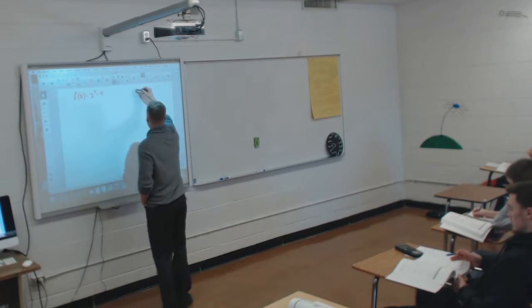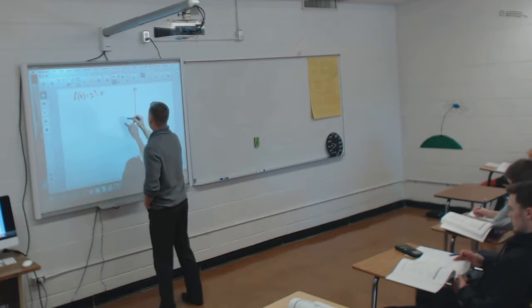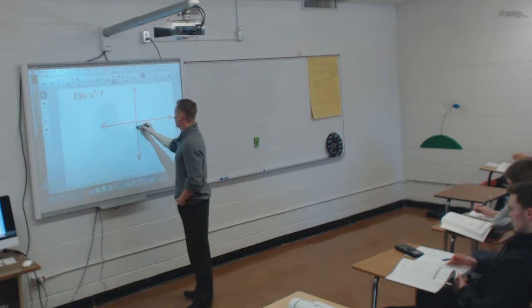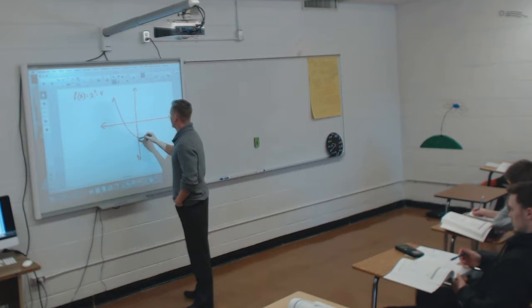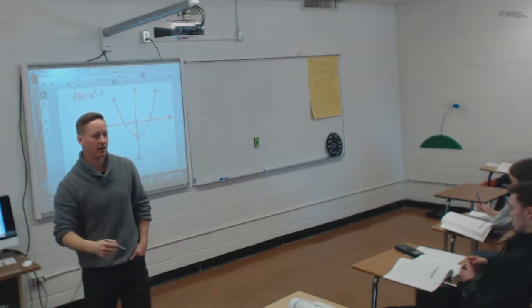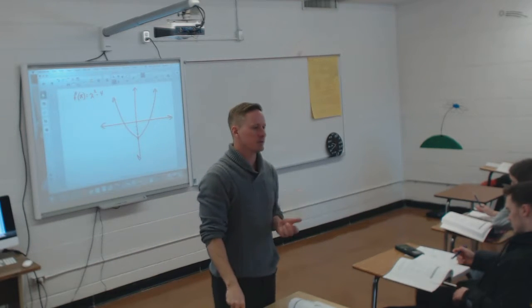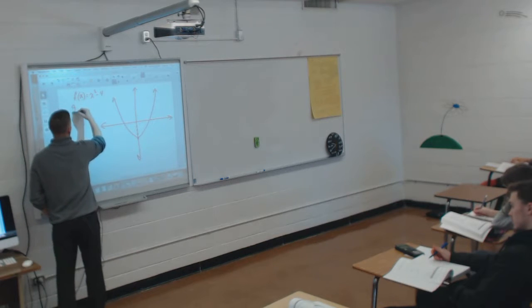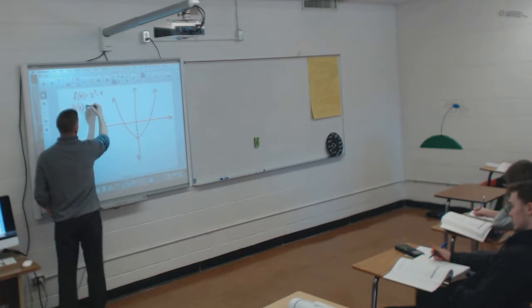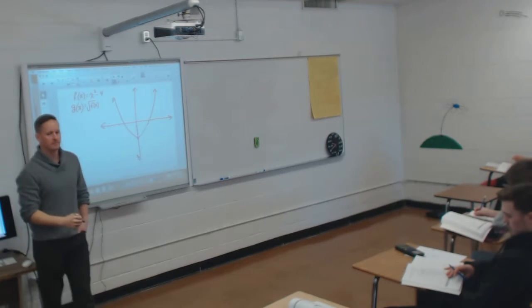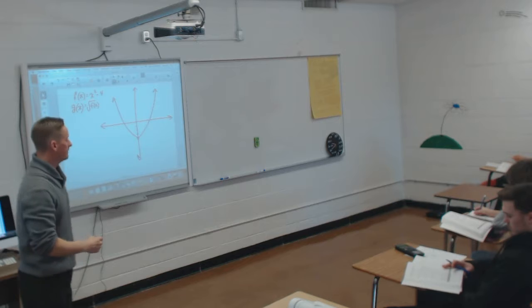What's the vertex of this graph? 0 and negative 4. What are the intercepts? Negative 2 and 2. You read my mind. It's getting scary. Okay. So now, I want g of x to be the square root of f of x. So far, so good?